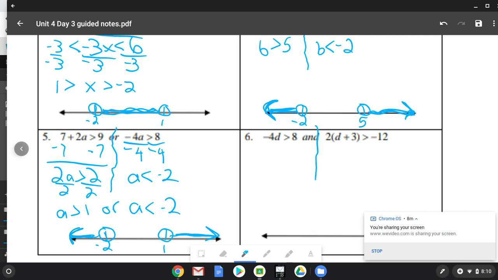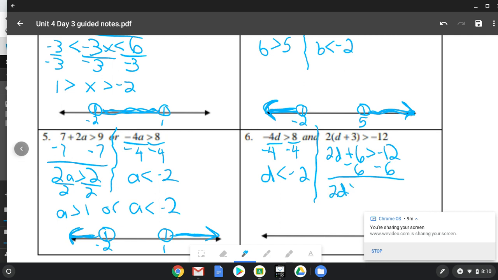And this last one also has a word, so I'm going to break it up in the middle. Divide by negative 4 to do the left side. That would flip the inequality because we divided by a negative. This right side, we got to distribute the 2 in. So we get 2d plus 6. We subtract the 6 over, and we get 2d is greater than negative 18. Divide by 2. We get d is greater than negative 9.